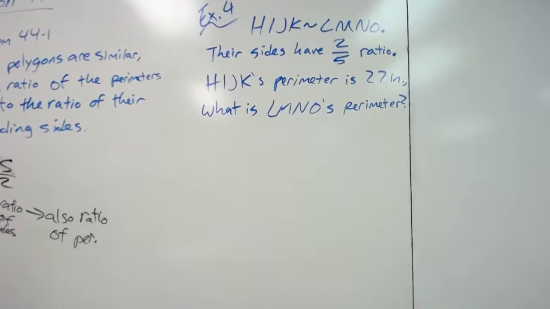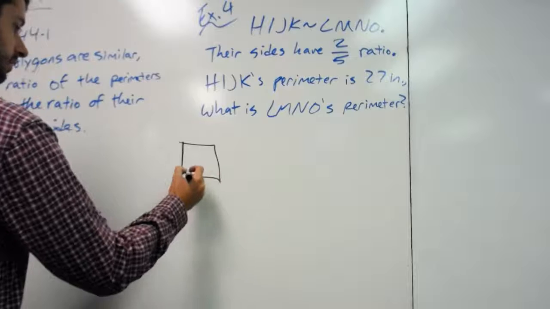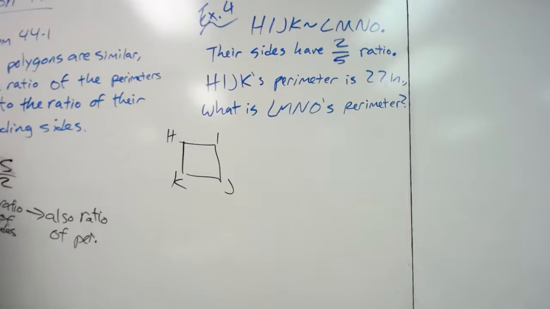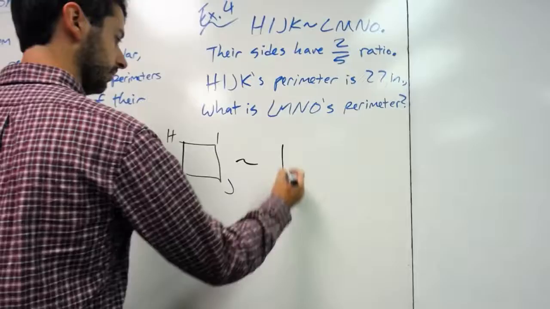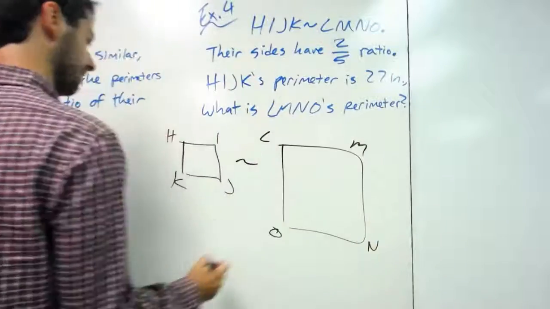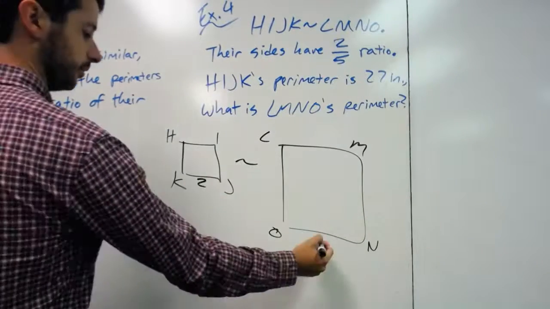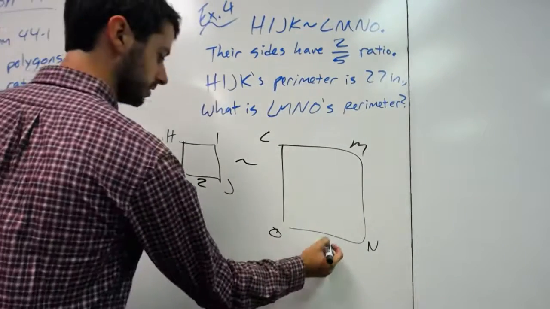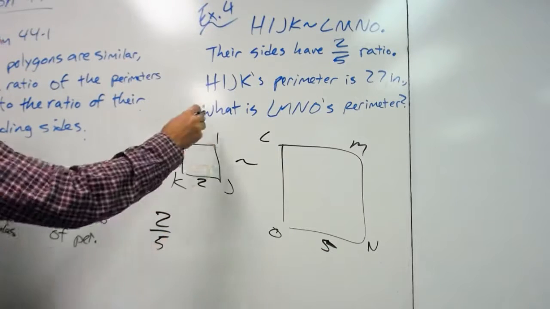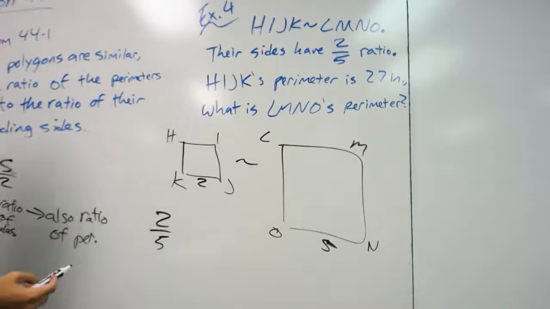It says figure HIJK is similar to LMNO. I'm just going to draw these. It doesn't show a picture, but I can help you see it a little bit better. HIJK, LMNO, and it says they have a ratio of 2 to 5. So we'll just say one side over here is 2 and one side is 5. So if that's our ratio, and then we know that HIJK's perimeter is 27 inches.